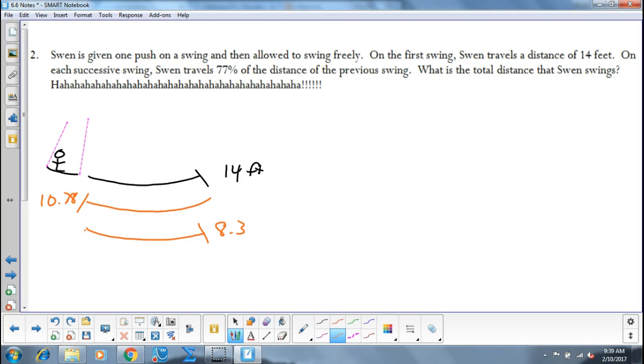Correct? Okay? Now, air is resisting, right? So is this one sequence that I need, or one series? Or can I make it into two series? I really only need one, right? Because each time he swings, it's 77%. So my first swing was 14 feet.